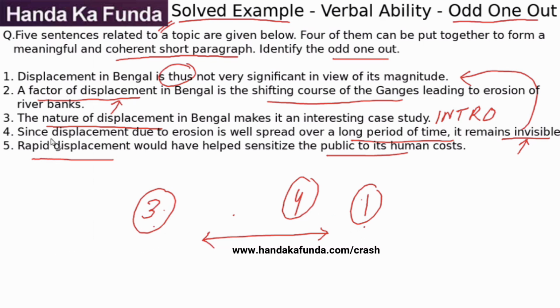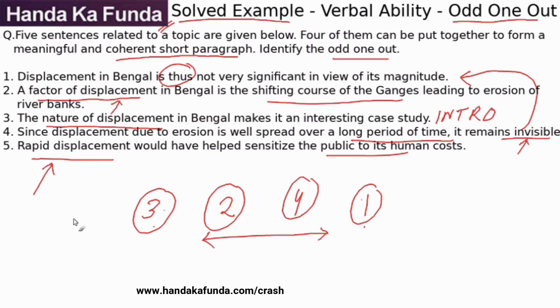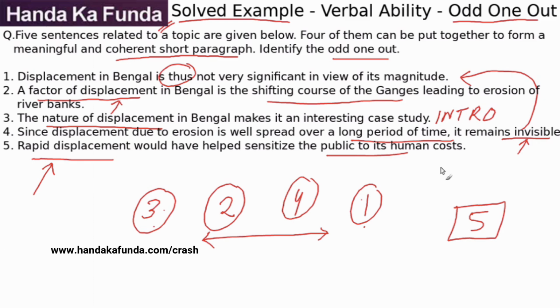So out of 2 and 5, which one talks about cause in a better way? Second talks about cause in a better way. Fifth one is talking about an alternative. This does not fit in the scheme of things, making statement number 5 our answer here for the odd one out.